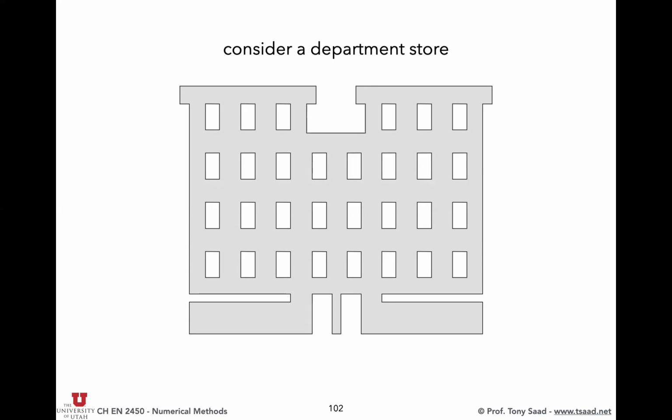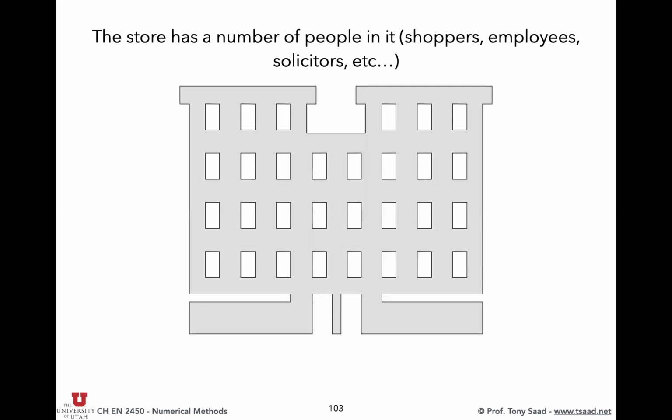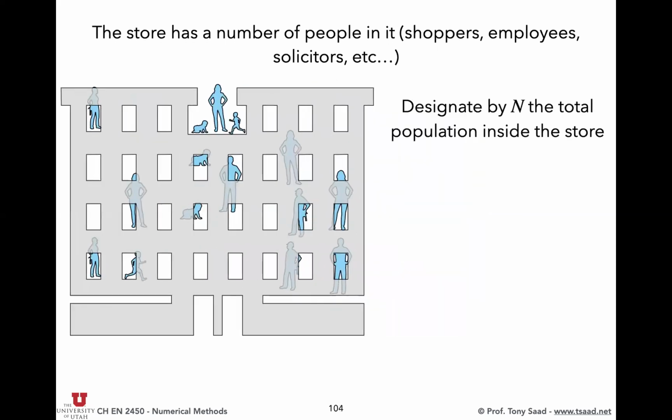So we're going to consider this department store, and this store has a number of people in it: shoppers, employees, solicitors, people hanging out, drinking coffee, eating, shopping, etc. So there's a bunch of people in there, and let's describe the population in the department store. We'll designate it by the number n. So that n is the number of people in the store.